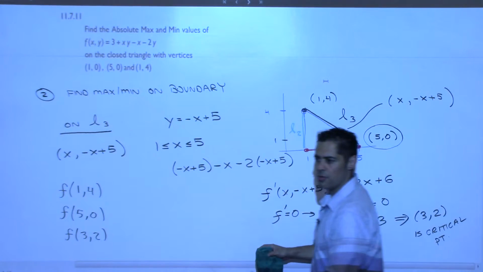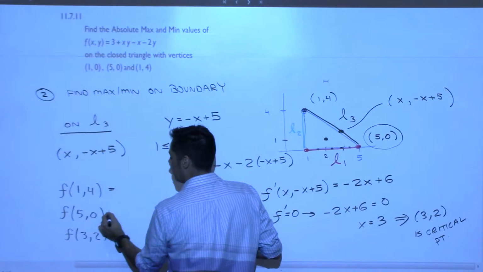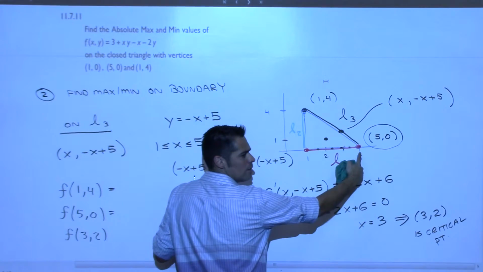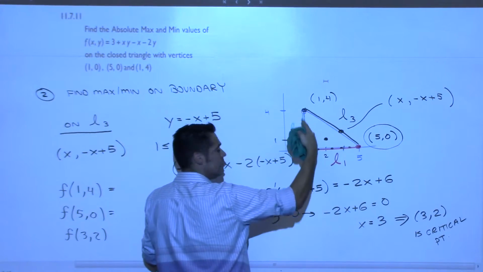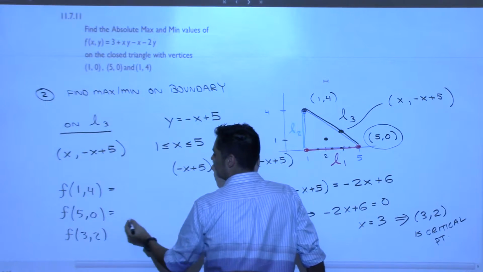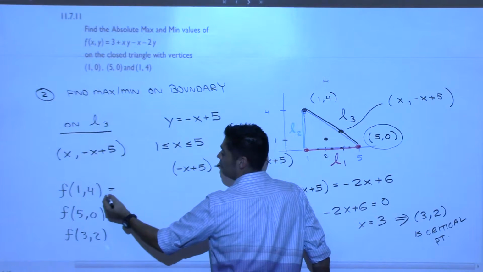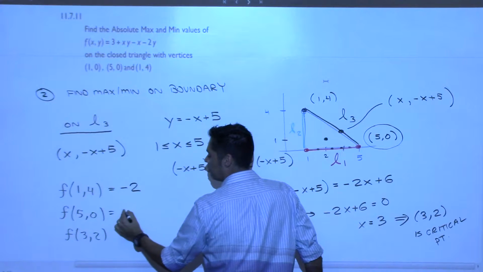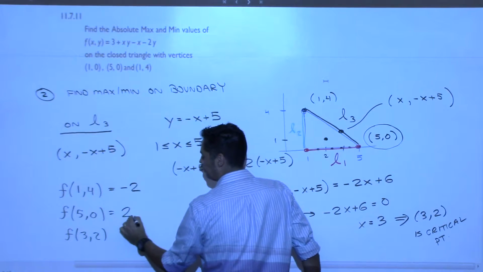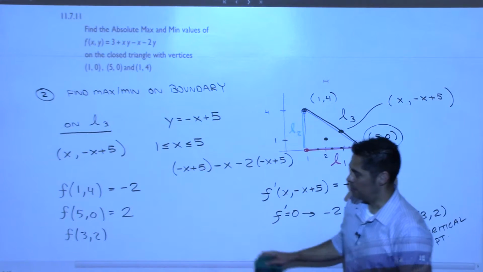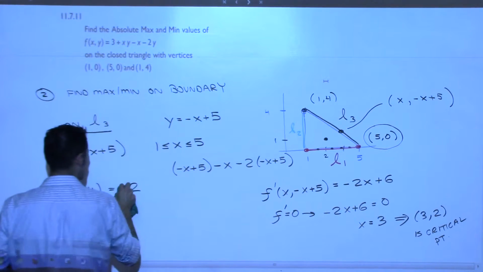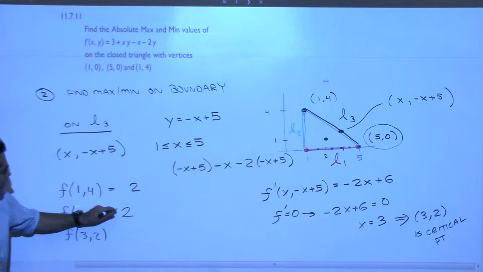We already know the first two, don't we? Because we already did those, didn't we? Didn't we do that point when we did L1, L2? What were those? 1, 4 was -2, and then 5, 0 was 2? Oh, it was the other way around? It's 2 here? Yeah, 2 and -2.